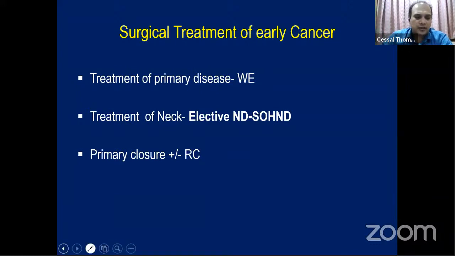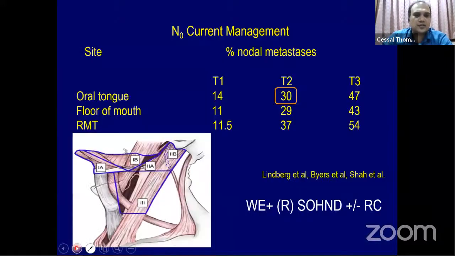So you have the next question. Next is, why do you consider a supraomohyoid neck dissection for T1 and T2? For a T1, the lymph node involvement is around 15%. For a T2, it is around 30%. So that is the lymph node involvement we have to consider.